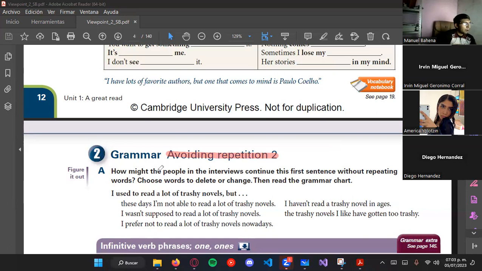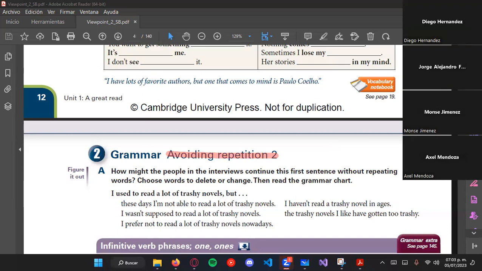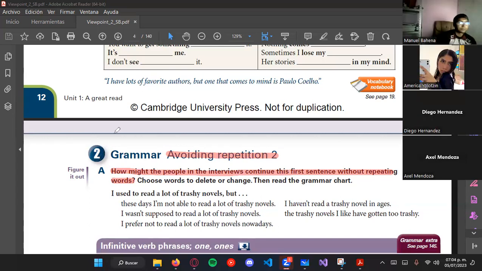It says, how might the people in the interviews continue this first sentence without repeating words? Okay, let's see. Axel, what am I saying here? How might the people in the interviews continue this first sentence without repeating words? What am I saying there? Exactly. Just as you mentioned. Perfect.